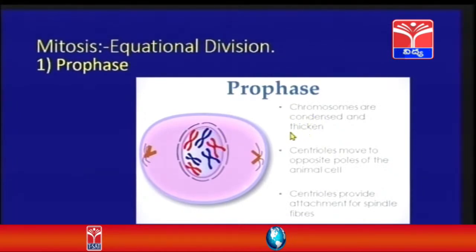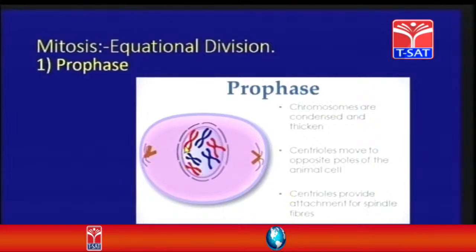They become a little bit thick, and centrioles move to the opposite poles of the animal cell. As you can see, children, these structures which are present on either side of the cell are called centrioles. During prophase, the centrioles move towards the opposite poles. Centrioles provide attachment for spindle fibers.